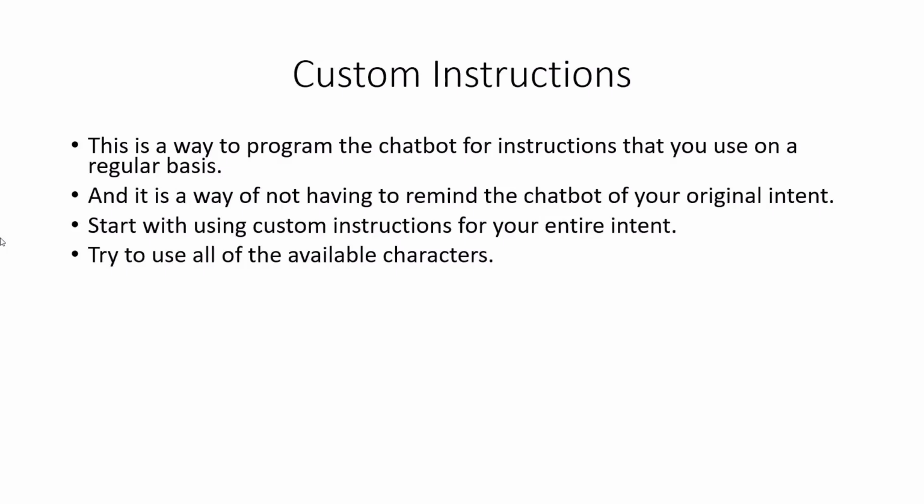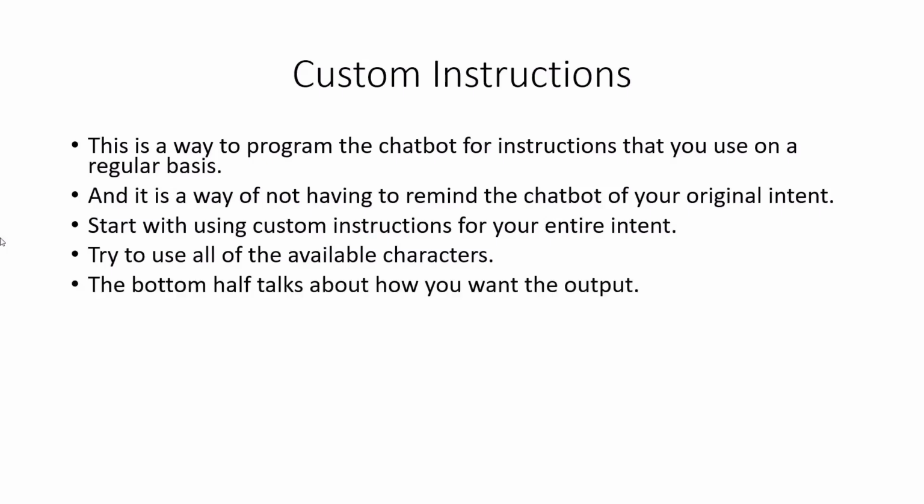So, don't leave anything to chance. Explain everything to the chatbot as you can. You want to make sure you're getting everything that you can over and over again so that when you come back to that conversation, it knows what it is that you're trying to do and why you're trying to do it. Now, the bottom half of custom instructions tells you about how you want the output.